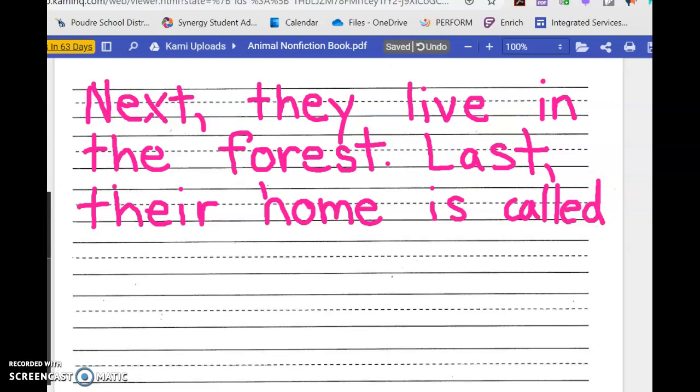Last, their home is called A. Magic C, A. Leave a finger space. Let's write the word burrow. Dive down B, dive down U, dive down R, dive down R, magic C, O, slide down, slide up, slide down, slide up for W. Last, their home is called a burrow.